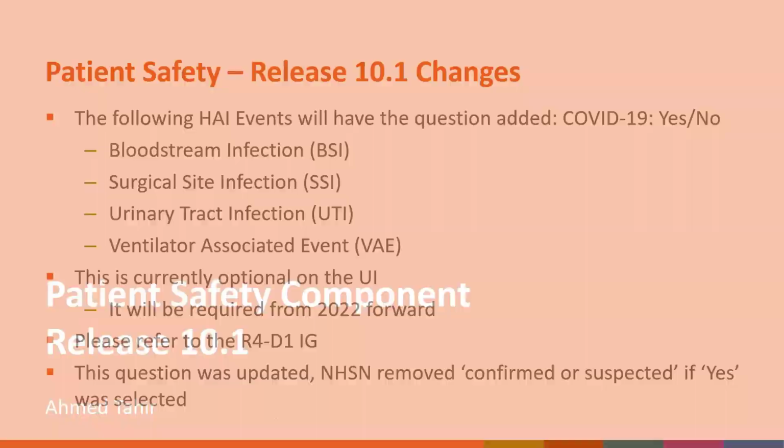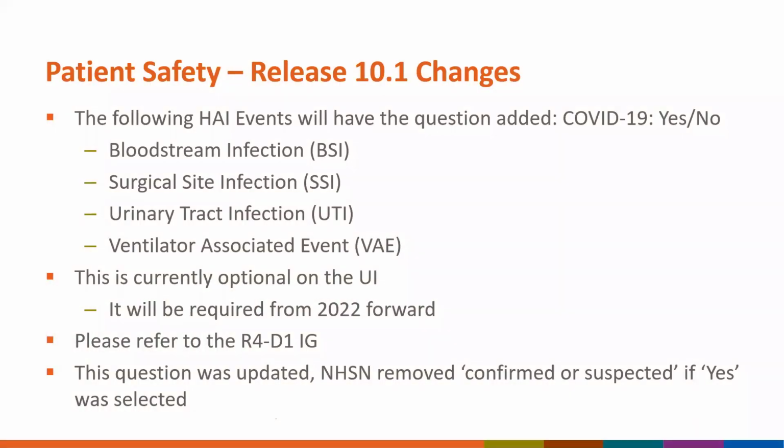All right, and then I'll discuss one CDA update happening at the end of this year in our December release for 10.1. The following HAI events will have a new COVID question included, and this will be via CDA. So SSI, BSI, UTI, and VAE. The question will ask COVID-19 with an answer of yes or no. We removed the confirmed or suspected addition to this question. We found this to be burdensome and have removed it.